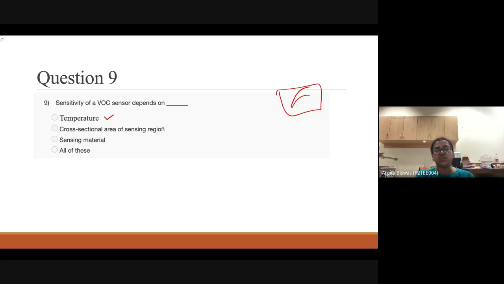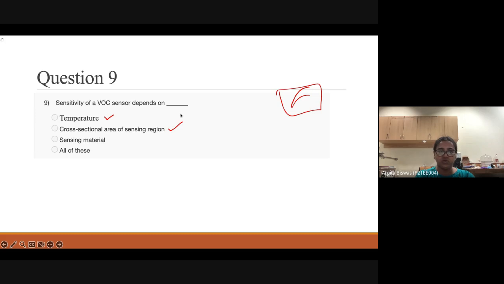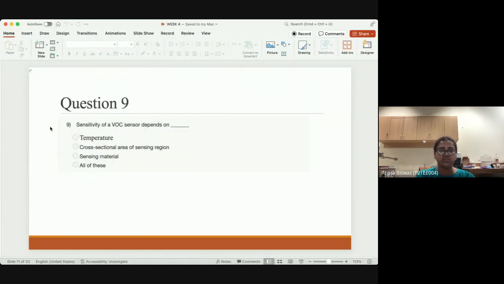Second is the cross section area of the sensing region. Can you explain a little bit about the cross section area, how the VOC sensor depends on it? If the cross section area is lesser, like a small area, in that case what happens? If it is a small area, the surface to volume ratio also changes.